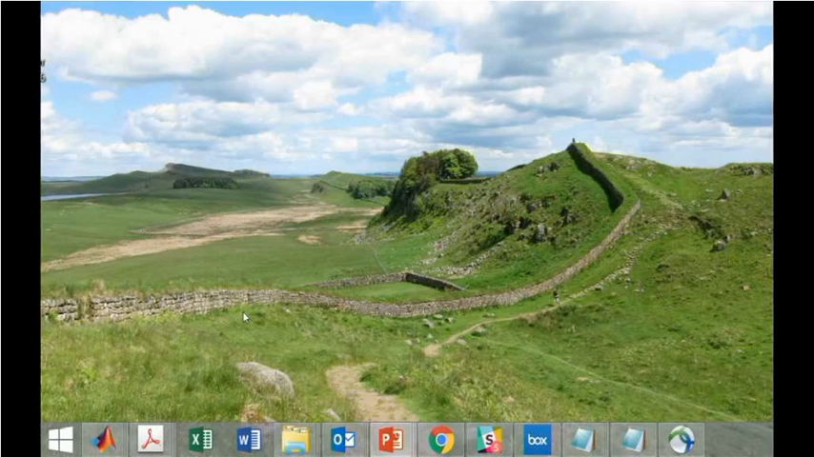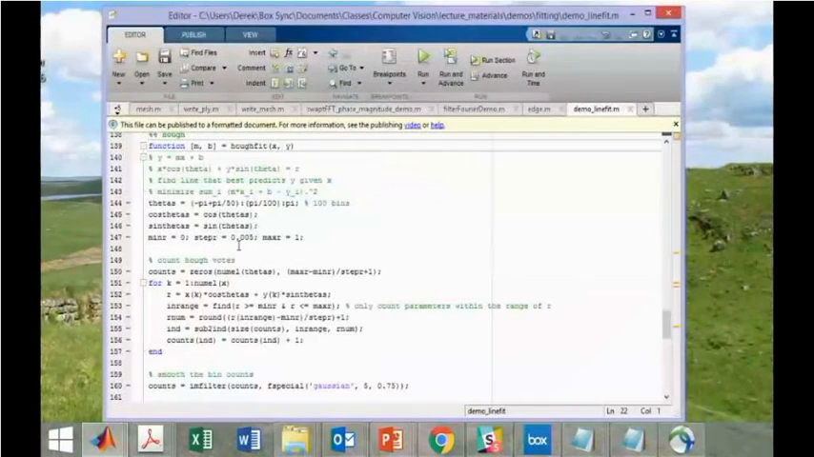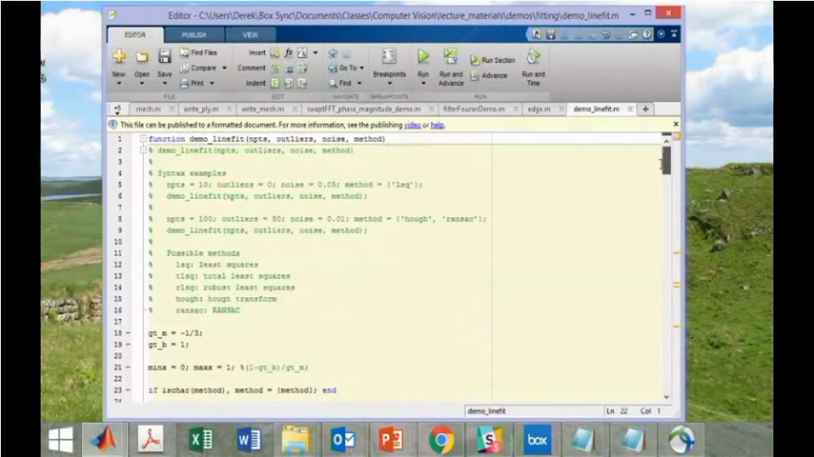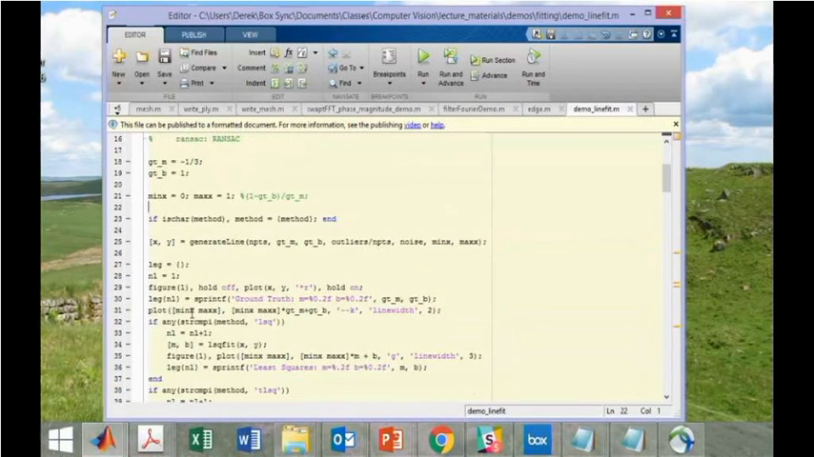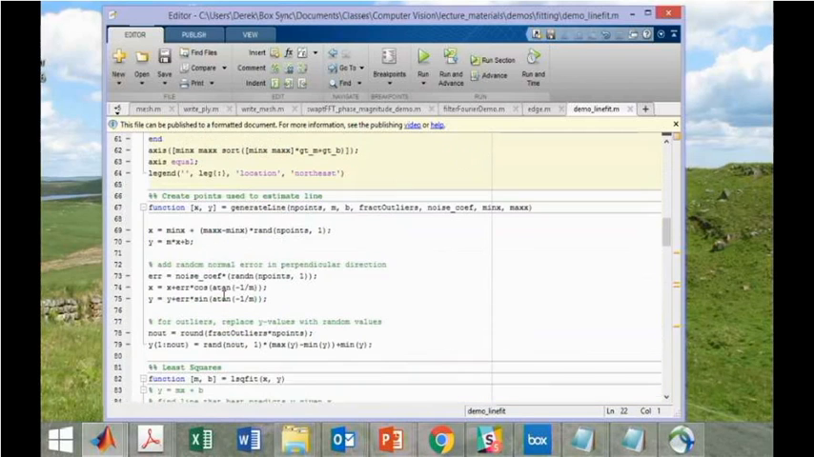All right, so let me show you a demo in MATLAB now. First I'll go through the code, and this is posted. I've got a bunch of methods here. You can input the number of points, the number of outliers, the noise, and the method, and I've hard-coded here the slope and the y-intercept for the line that's generating these points. When I call this, it's going to generate some points along the line, and then this is all plotting code.